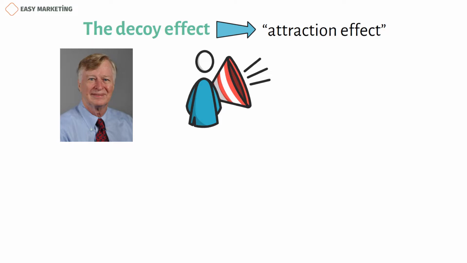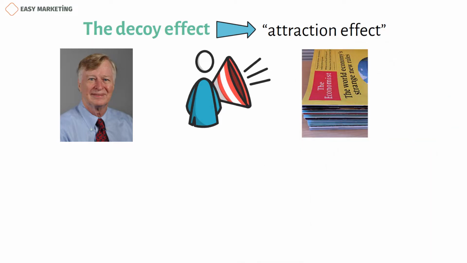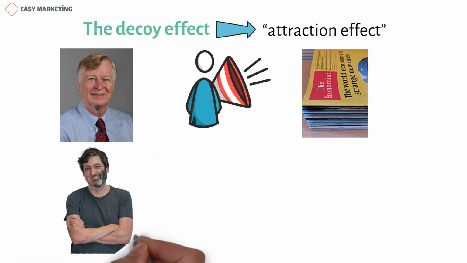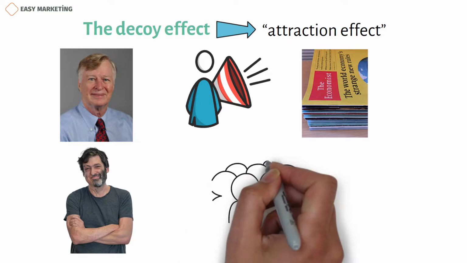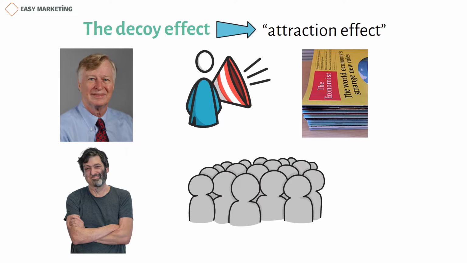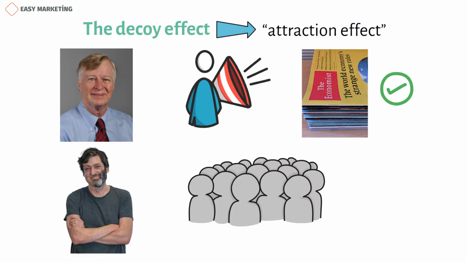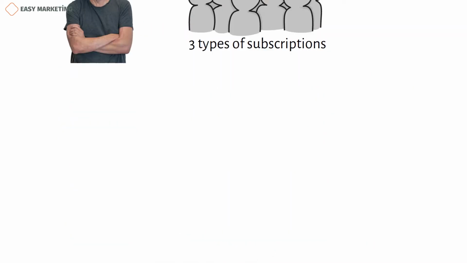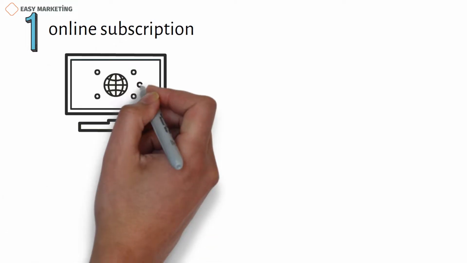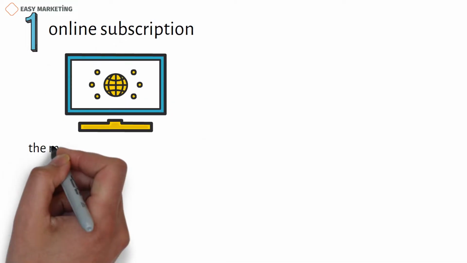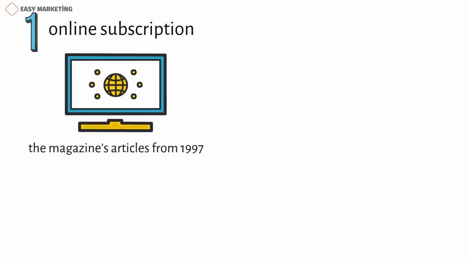For example, 11 years ago, the price structure in the advertisement of The Economist magazine attracted the great interest of psychologist and economist Dan Ariely. He conducted 2 experiments on 100 students to observe the effect of this price structure on consumers. This was the case with the advertising of the magazine. The magazine offered 3 types of subscriptions. First, online subscription through Economist.com. Subscribers received a link to the magazine's articles from 1997 on the internet for 1 year. The price of a 1-year online subscription was $59.